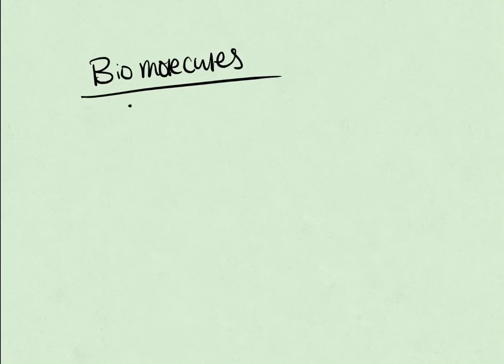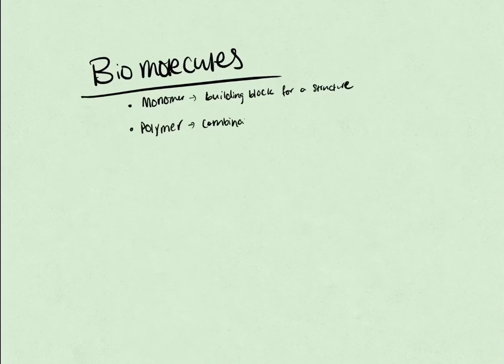One important term would be monomers and a polymer. A monomer is a building block for a certain structure. So it is the basic building block of a structure. A polymer is a combination of monomers. So it's a combination of monomers. And that's really important.